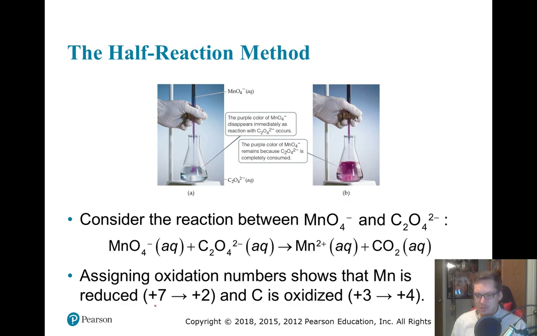And so they're going to assign oxidation numbers, and we could do this, but we're just going to skip ahead a little bit to save ourselves some time. They tell us that the manganese gets reduced. It goes from +7 to +2. So go ahead and pause the video and see if you can come up with the same idea. Now carbon, it says it's oxidized. It goes from +3 to +4. These are your carbons right here, going from here to here. Pause the video and see if you can get the same thing.